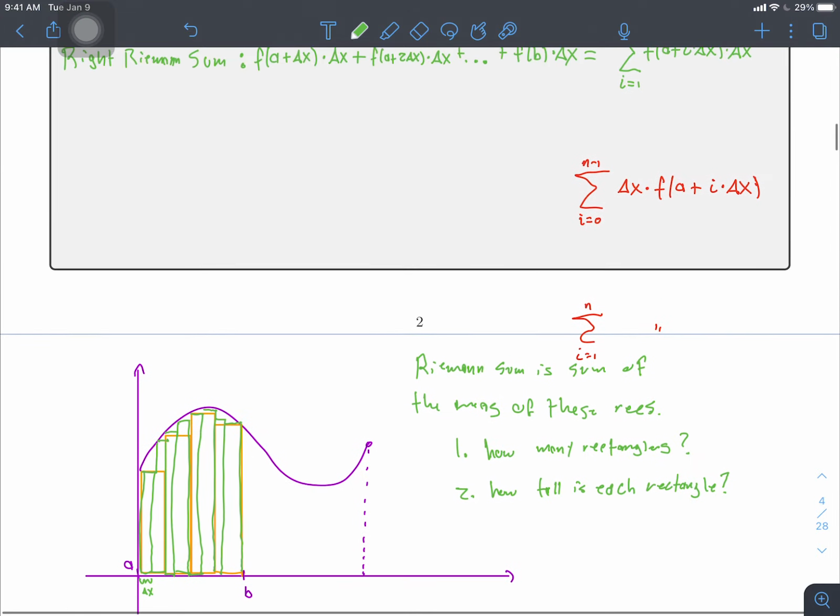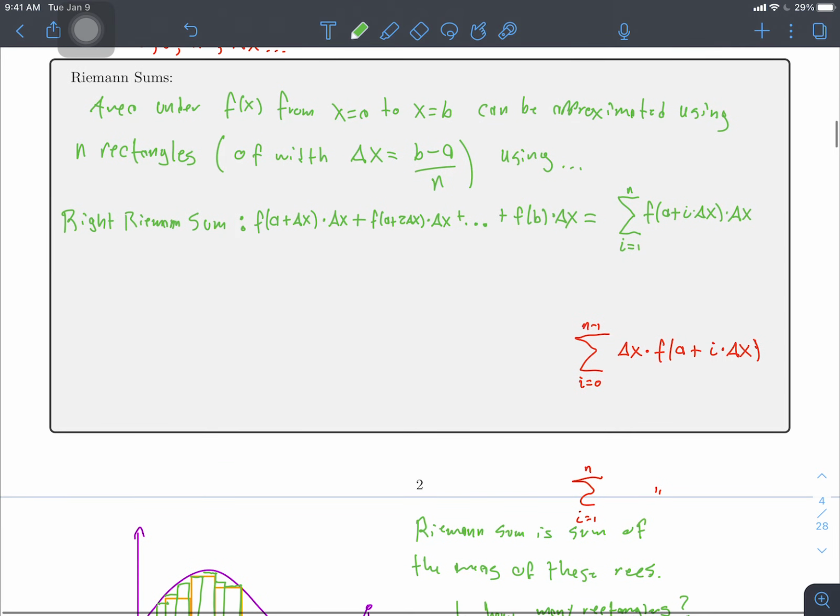So how are we feeling about right Riemann sum so far? Are there any questions? Yeah, Brendan. So for the last term, f of b, mm-hmm.